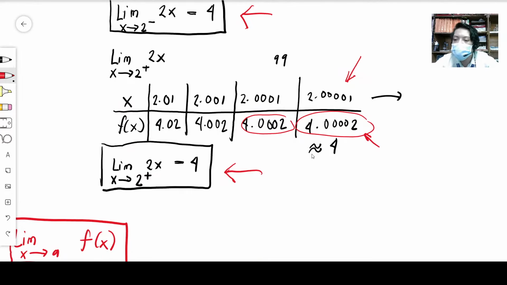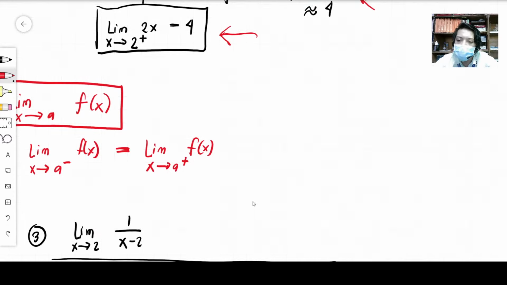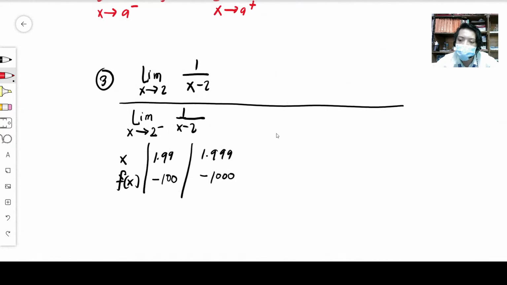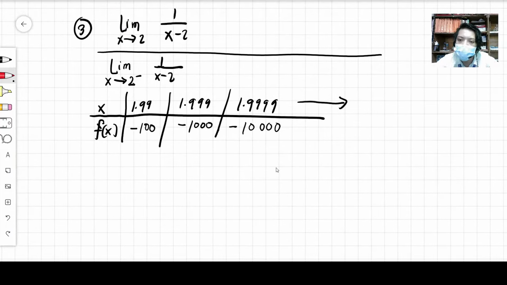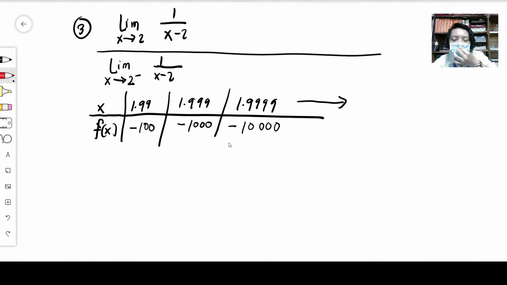It approaches 4. When you look at this example, the values of your f of x increase, right? Each one is a big increase from the previous. So as x gets closer to 2, the value of f of x will eventually approach negative infinity.